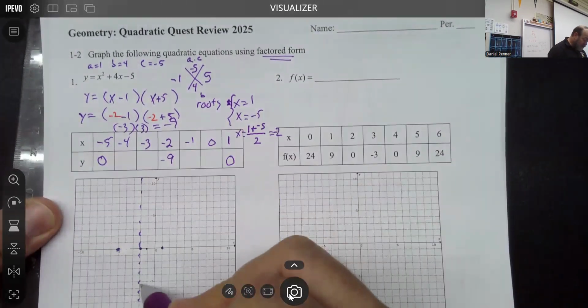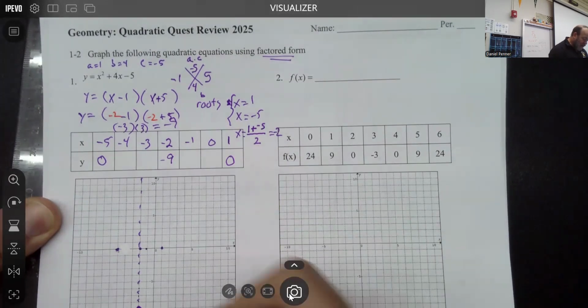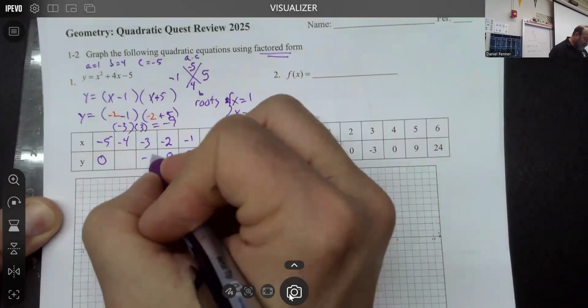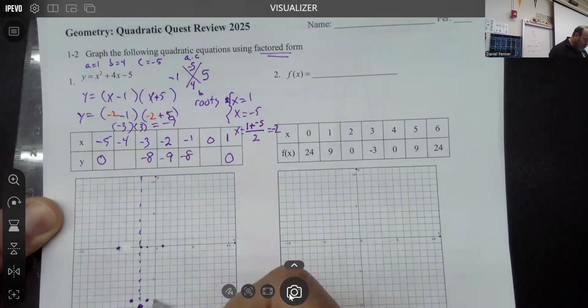So here is 5, 6, 7, 8, 9. And then I should be able to go over 1, up 1. And then I should be able to go over 1, up 1, 2, 3.